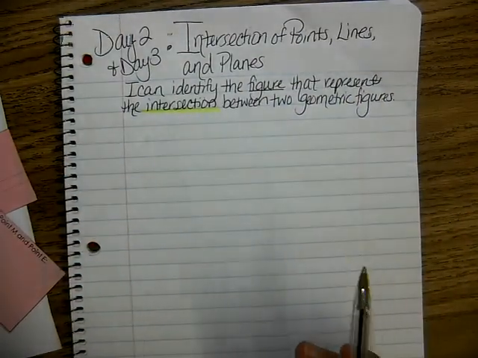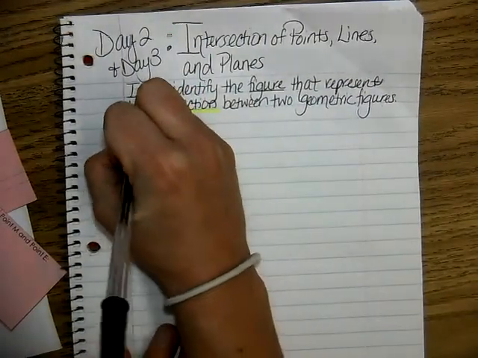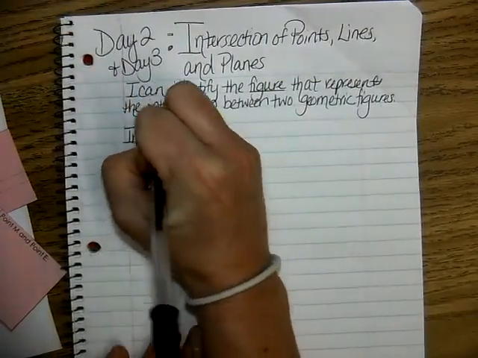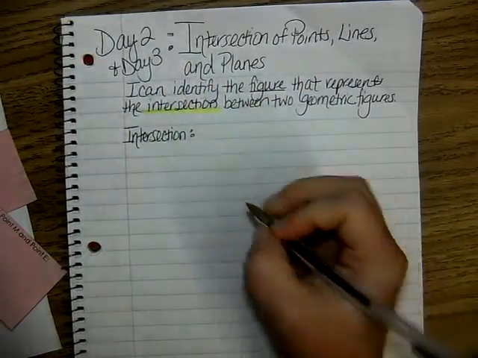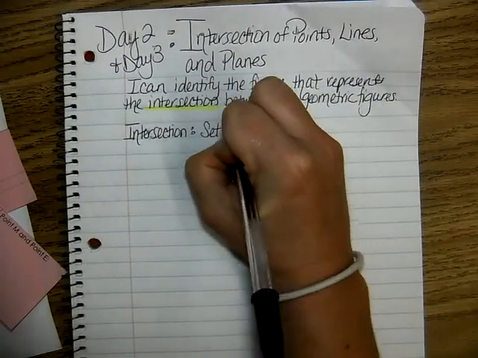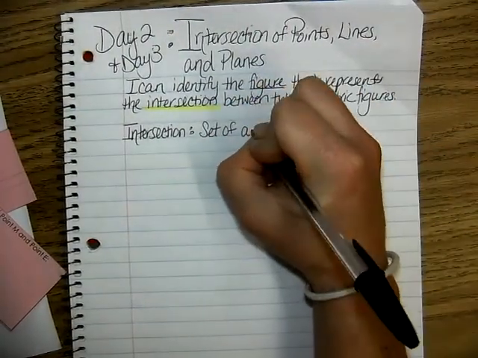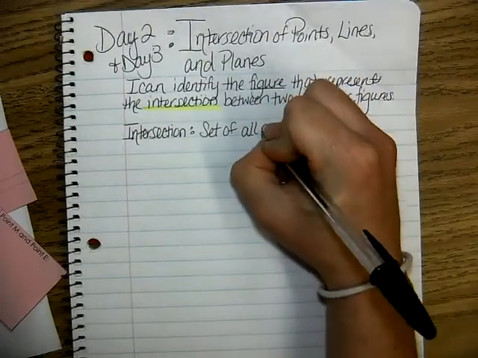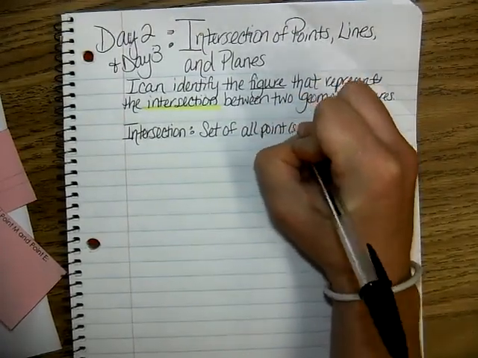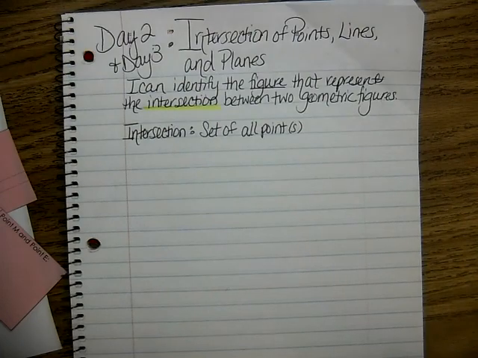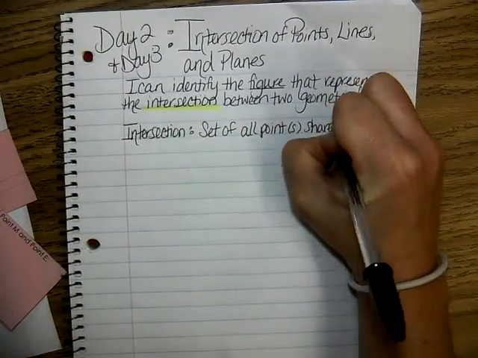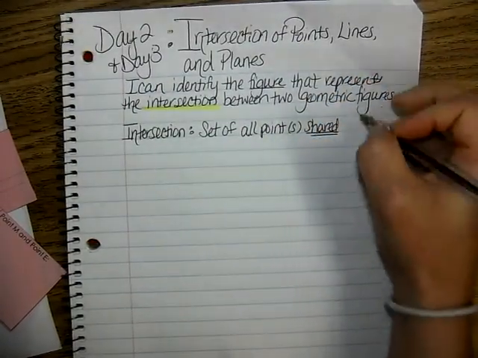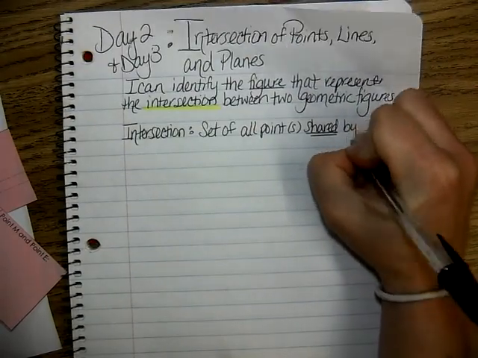The word intersection in geometry means the set of all points. And I'm going to put the letter S for points in parentheses because it might just be one point. But it is the set of all points shared, which means that they have them in common, shared by 2 or more geometric figures.